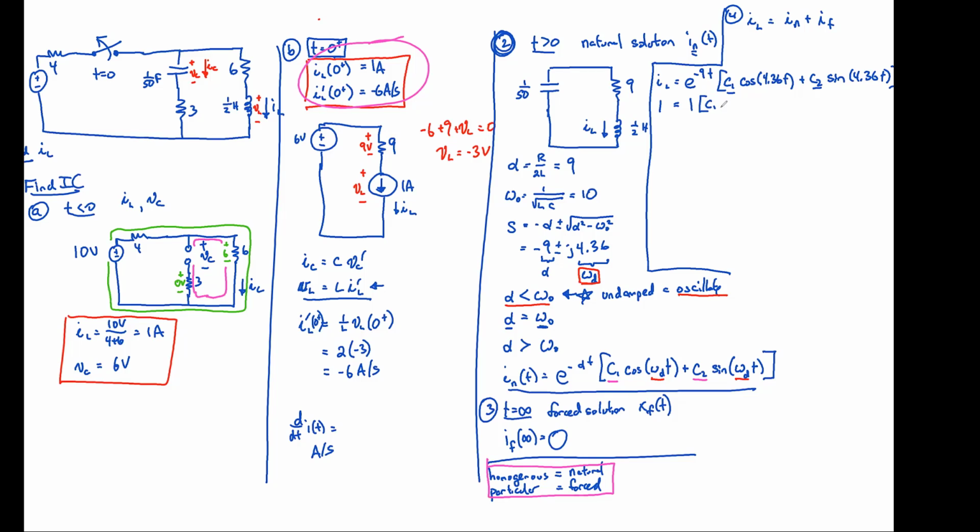So we've got this C1 here. What's cosine of 0? 1. Okay, that's pretty easy. And then what's sine of 0? 0. So now we know that C1 has to be equal to 1. So let's rewrite our equation.